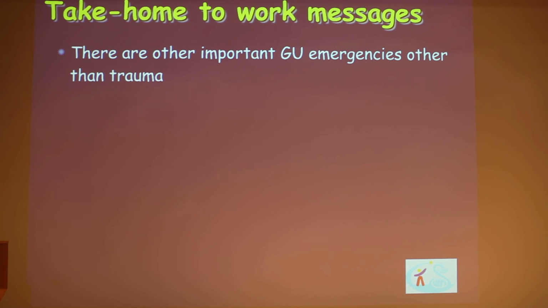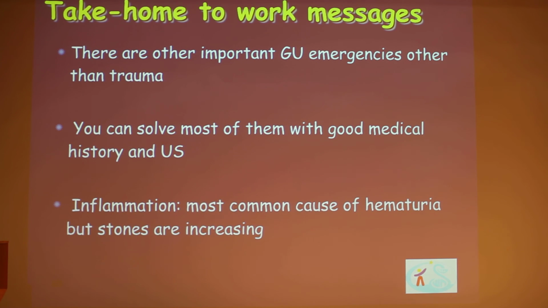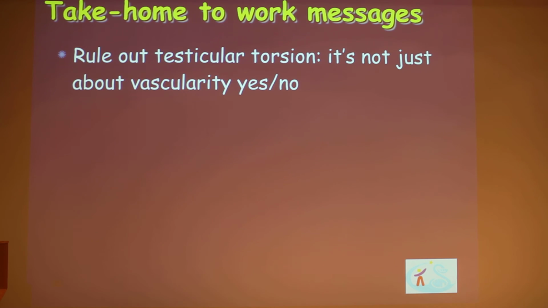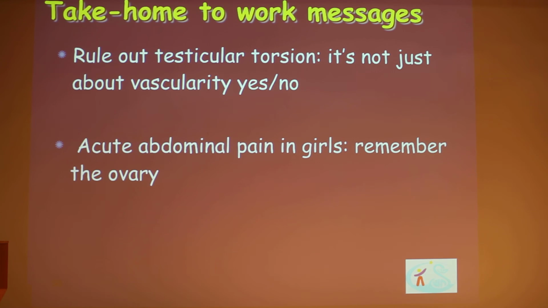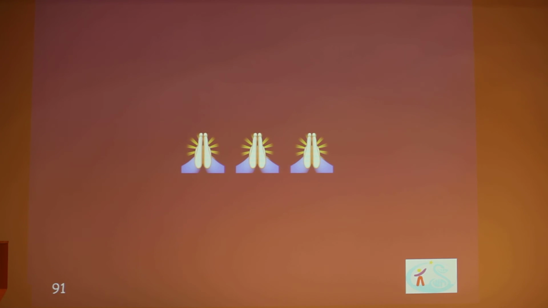So these are take-to-work messages. First of all, there are other important GU emergencies other than trauma. You can solve most of them with good medical history and ultrasound. Inflammation is the most common cause of hematuria, but stones are increasing in children. Rule out testicular torsion. It's not just about vascularity, yes or no. Acute abdominal pain in girls, remember the ovary. And ovarian torsion, size, size, size. Thank you very much.